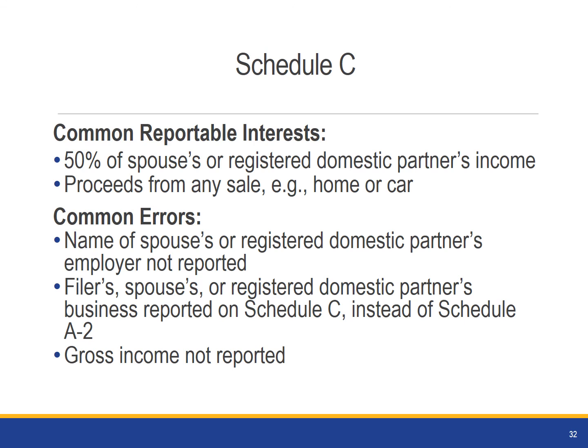Schedule C is used to report income of $500 or more, such as a spouse's or registered domestic partner's income or proceeds from the sale of a boat, car, or home. Salary from a federal, state, or local government agency does not have to be reported. Common errors include name of spouse's or registered domestic partner's employer not reported, filer's spouse's or registered domestic partner's business reported on Schedule C instead of Schedule A2, and the gross income not reported.